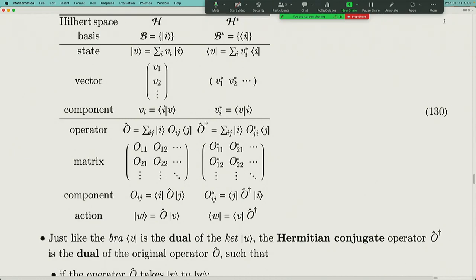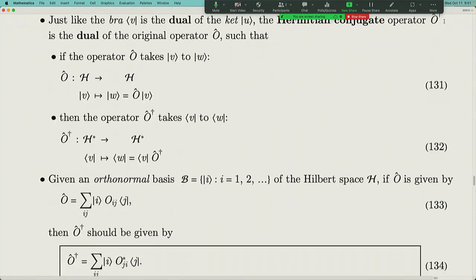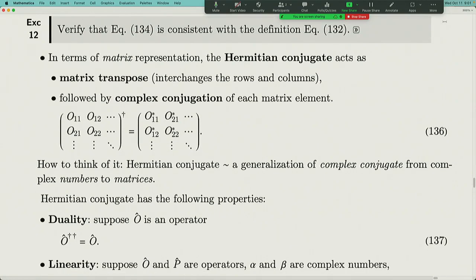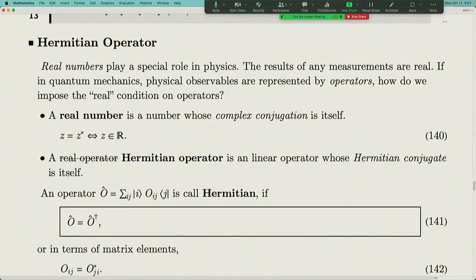So that's the idea. Between ket and bra, what we need to do on the state level is basically to conjugate transpose the state vectors. So on the operator level, as matrices, what we also need to do is to conjugate transpose the matrix. That's the idea of Hermitian conjugate. Every operator as a matrix has a Hermitian conjugate, because every matrix you can transpose, followed by complex conjugation of every matrix element. So a Hermitian operator is a special type of operator whose Hermitian conjugate is itself.